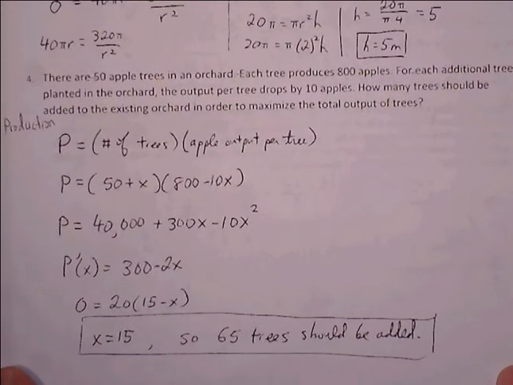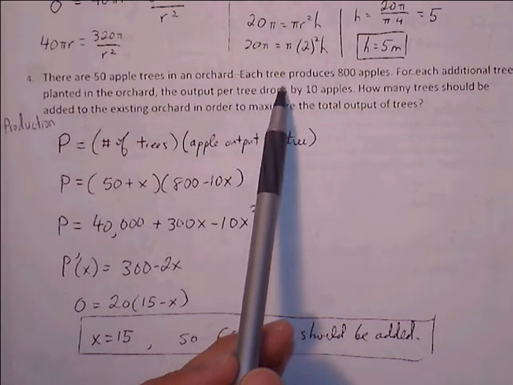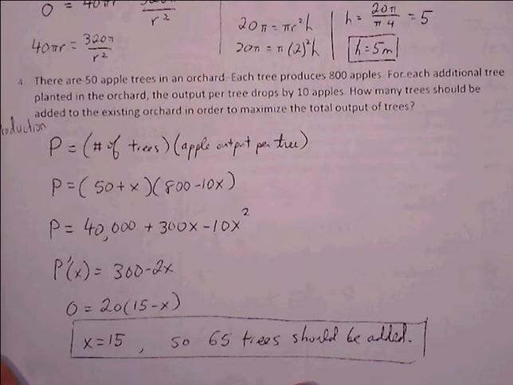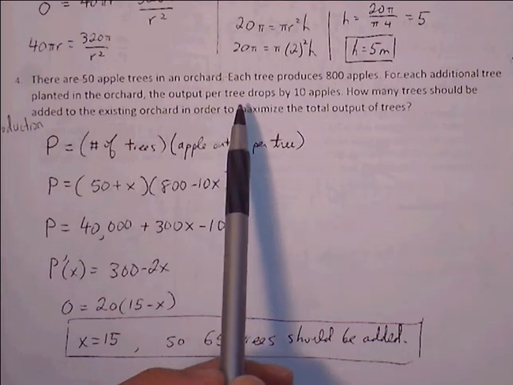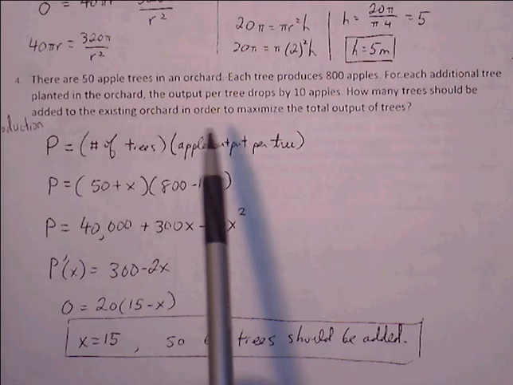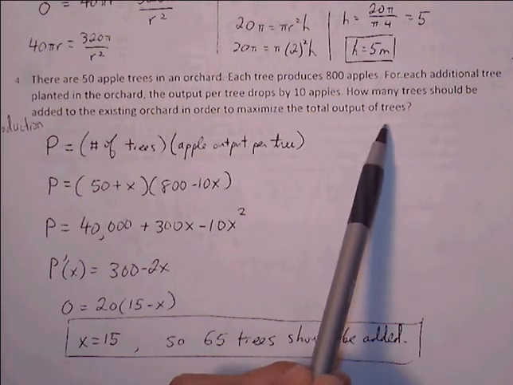All right, number 4. There are 50 apple trees in the orchard. Each tree produces 800 apples. For each additional tree planted, the output per tree drops by 10 apples. How many trees should be added to the existing orchard in order to maximize the total output of trees?